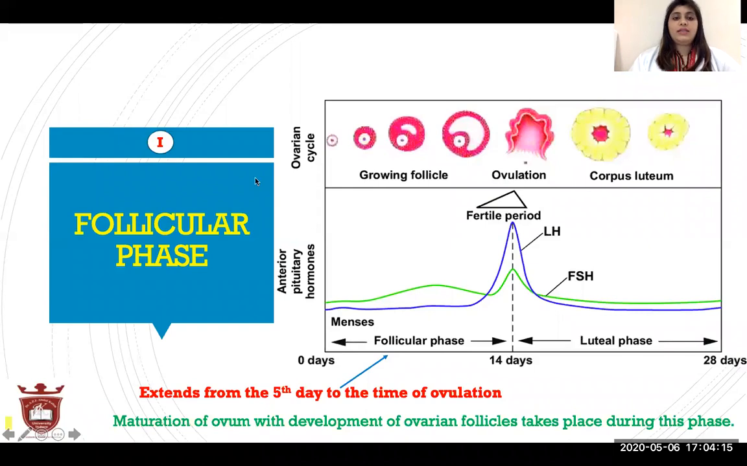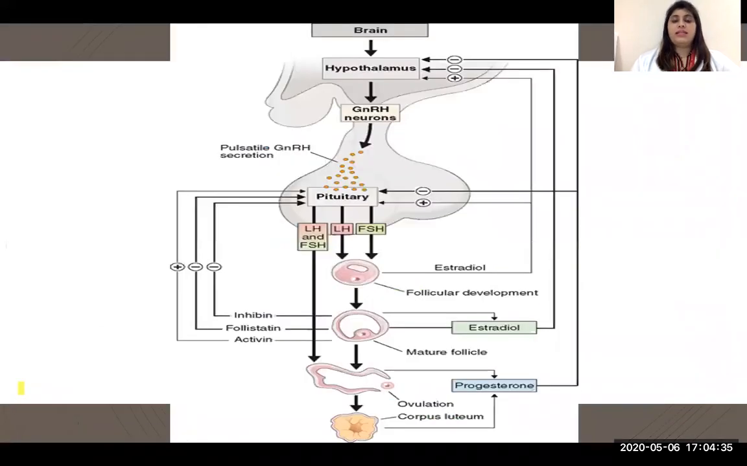Now, what is the follicular phase? The follicular phase extends from the 5th day to ovulation, or it is continuous from day 0 to 14, from menstruation to 14 days, also called the follicular phase. And the whole menstrual cycle is controlled by the hypothalamus and anterior pituitary.